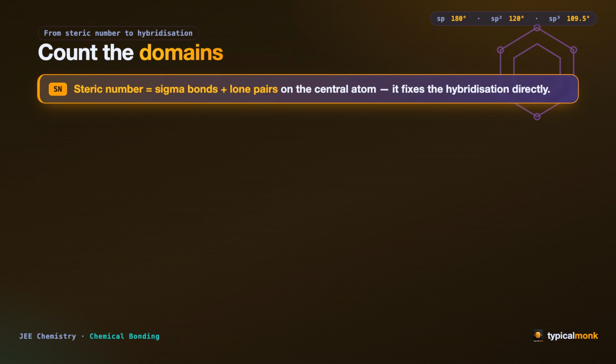Here's a trick that turns hybridization into something you can count in seconds. And then one JEE exception that NEET never asks. The steric number. It equals the number of sigma bonds on the central atom plus the number of lone pairs on it. That single number tells you the hybridization directly, no guessing.